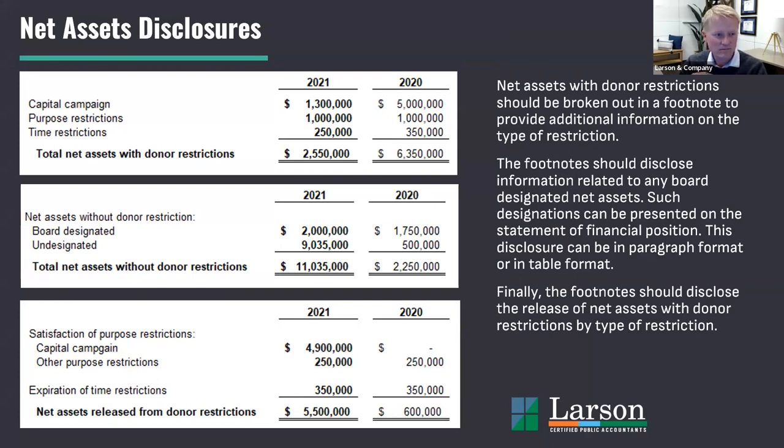And then finally, the footnote should disclose the release of net assets with donor restrictions, and that should be by type of restriction. So in this case, this bottom table just shows what those satisfaction of purpose restrictions were made up of. The total released was 5.5 million, and that was made up of capital campaign 4.9 million, and then other purpose restrictions and time restrictions.